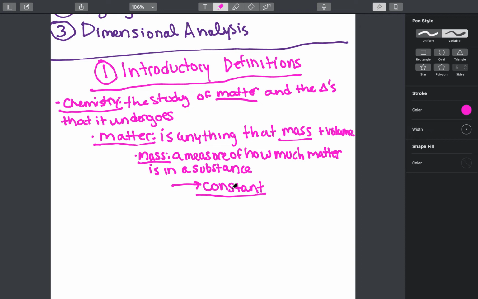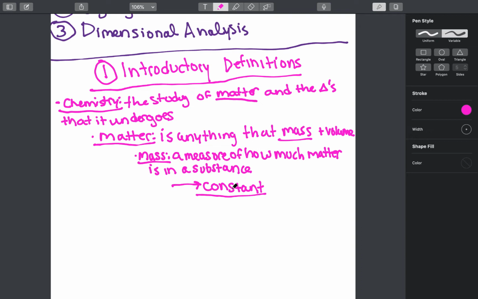So what do I mean by that? Let's say you weigh around 80 kilograms on Earth. Now, if we transported you to the moon, your mass would still be 80 kilograms. If you were put on Jupiter, your mass would still be 80 kilograms. Mass is just a measurement of how much matter is in a substance. It is independent of the environment.